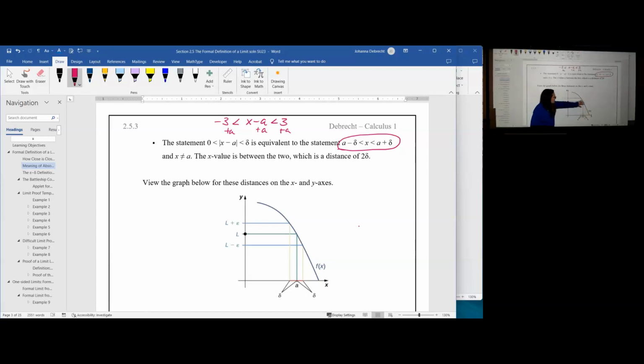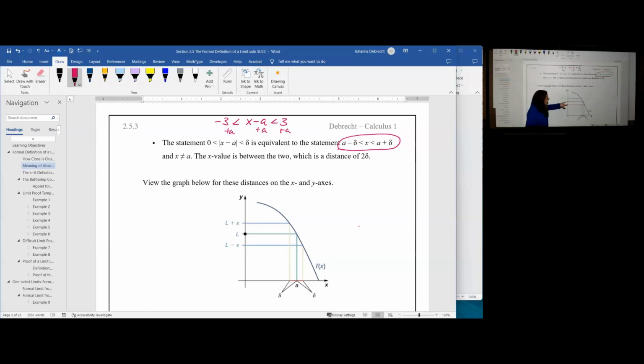Let's take a look at the picture here, which is better than my hand-drawn picture. I have a curve, f of x, which is here. I want to know how close I need to be to a so that all the function values land within L minus epsilon and L plus epsilon. I choose epsilon first. It's totally arbitrary. I choose what I want, but small usually. And then I go hunting for delta.